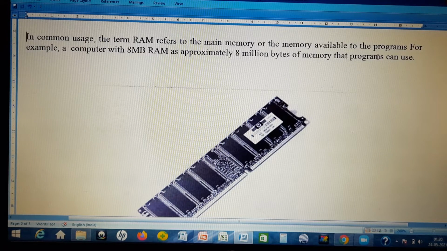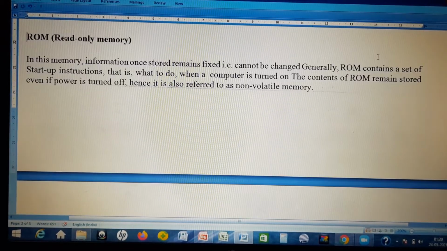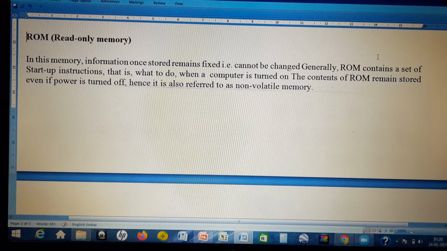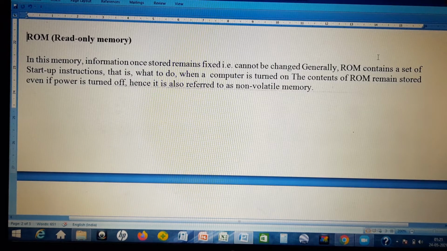See here, you can see the picture also. Yes. And next we'll see ROM. The full form of ROM is read-only memory. In this memory, information once stored remains fixed, that is, it cannot be changed generally. ROM contains a set of start-up instructions, that is, what to do.